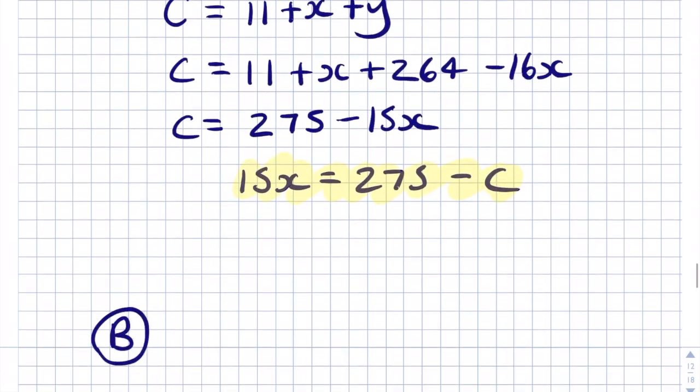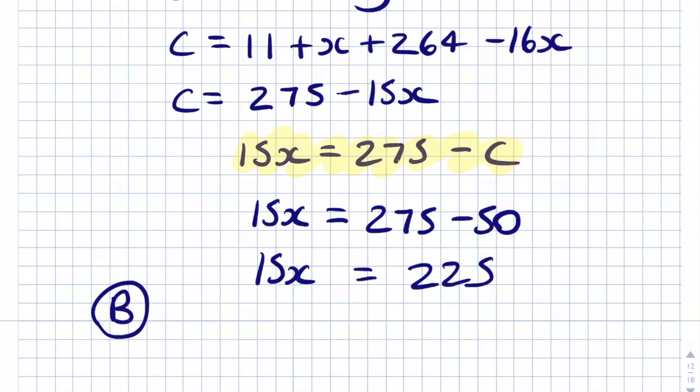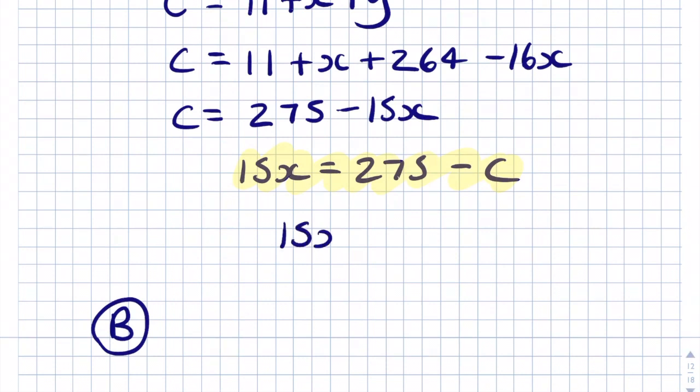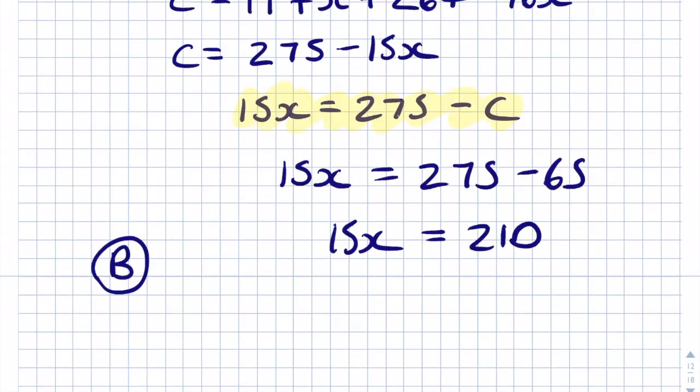So let's try C as 50. We get 15x equals 275 minus 50, which is 15x equals 225. Well, I know 15 squared is 225, so I know 225 is going to be a multiple of 15. So that wouldn't give us our answer. So let's try D. D is 65, so we try 15x equals 275 minus 65. That gives us 15x equals 210. Well, I know that 210 divided by 30 will give me 7. So if I divide it by 15, that will give me an answer of 14, which is an integer. So that can't be our answer.